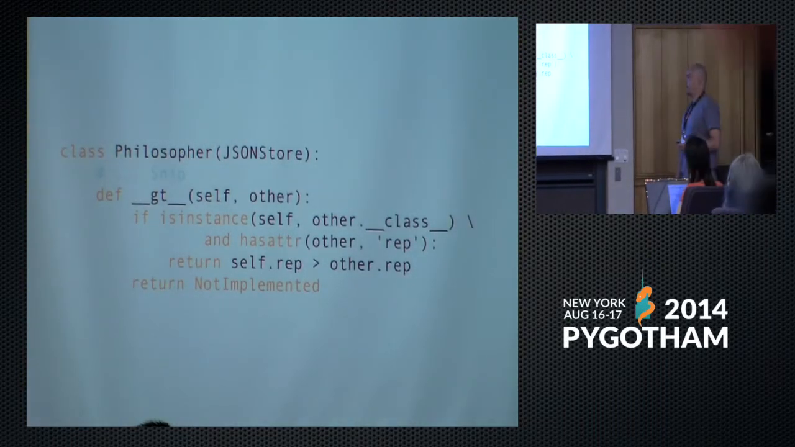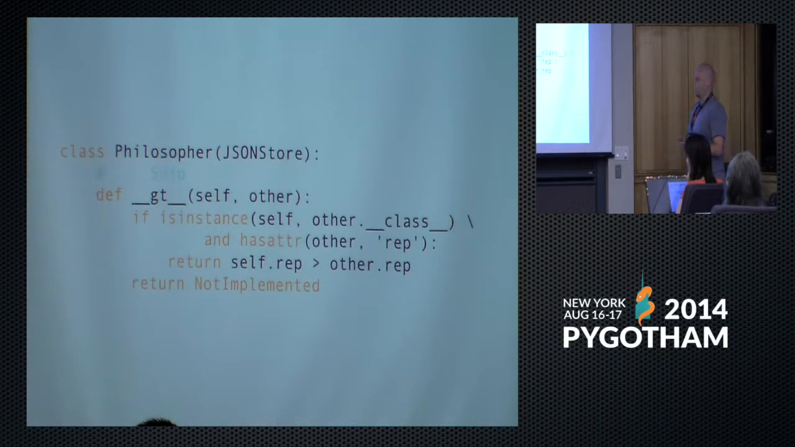So we want to do more than just compare for equivalence and non-equivalence. So we're going to go one deeper. We're going to define a greater than method, dunder GT. And then we're going to compare the reputations of the philosophers, because that's ultimately what philosophy is all about. So again, here we do some isinstance dancing to make sure that we can compare them and don't get an attribute error. And then if self and other are not of the same type, we return NotImplemented, which says we're not going to compare against this.